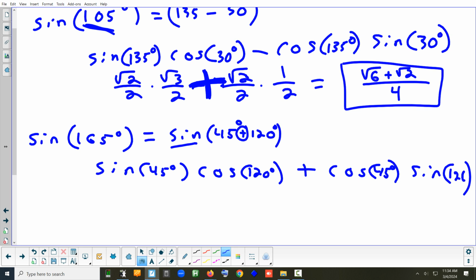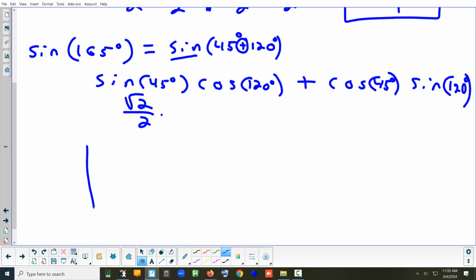120. The y value for the coordinate of 45 degrees: root 2 over 2. Now the x value for the coordinate of 120. 120 is right here. It's the 30, 60, 90 mirrored into quadrant 2. So what's the short side? And remember that it's going left.